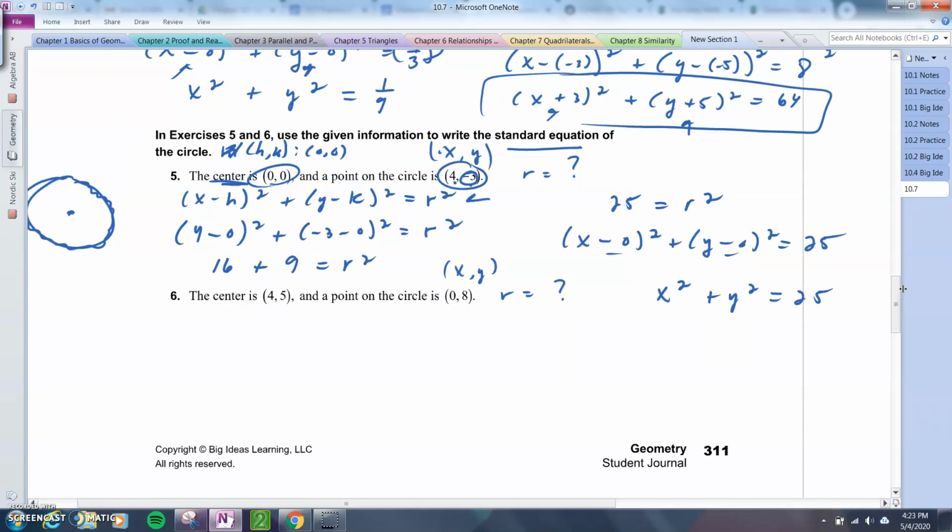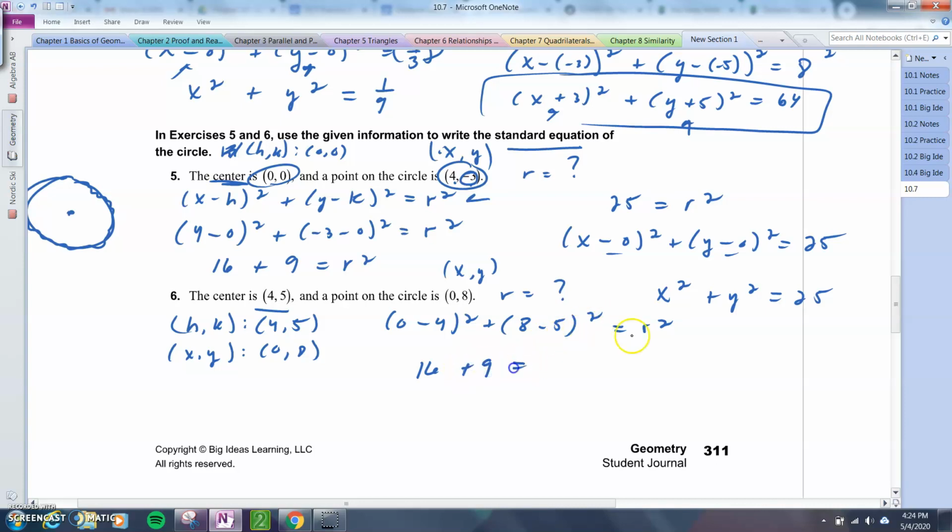Alright, last example for this video, we're going to do that same thing. So I'm going to substitute, my h and my k are going to be 4, 5, and then the x and y that I'm going to use, just that point that's on the circle, is going to be 0, 8, and I'm going to solve for r. So now we have 0 minus 4 squared plus 0 minus 5 squared equals, oh, sorry, that's an 8. This is 8 minus 5 squared equals, we don't know the radius squared. So negative 4 to the power of 2, that's 16. 8 minus 5 is 3, but 3 to the power of 2 is 9. Again, we have a radius of 5, or an r squared of 25. You just square both sides to find r.